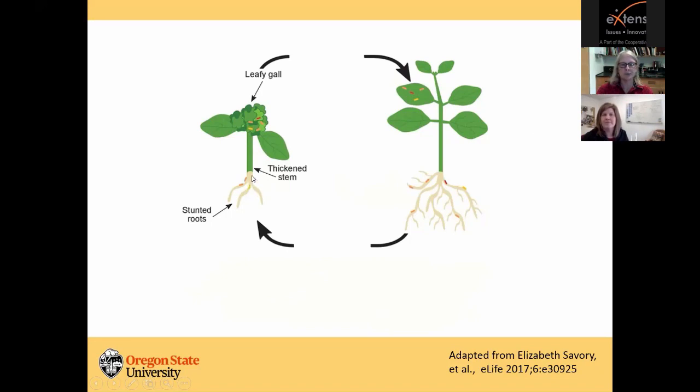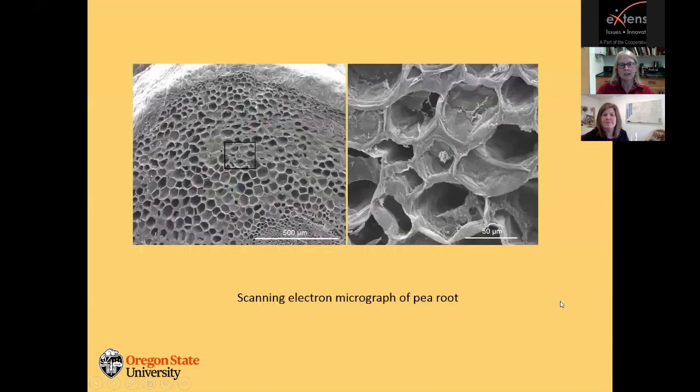If they land on the roots, then you'll get short, stunted roots. You won't have as much root hair development. The stem thickens relative to the healthy one, and then you get this formation of leafy galls. There's been a lot of research done on the molecular mechanisms of this bacterium, but not much else.